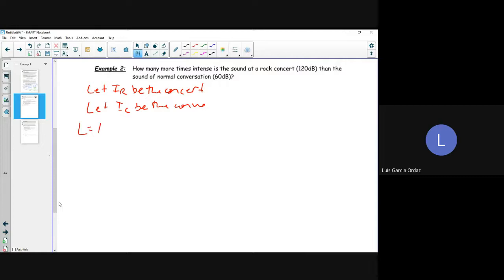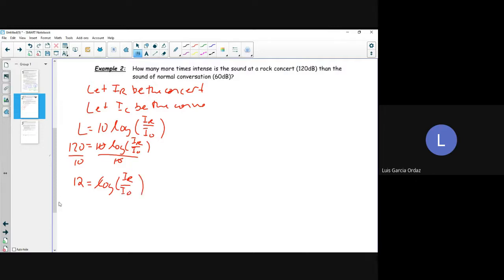So you have L is equal to 10 log of IR over I0. And again, we're just doing the same thing as before. So for the rock concert, 120 is equal to 10 log of IR divided by I0. Divide both sides by 10. We get 12 is equal to log of IR over I0. And again, we're just repeating the exact same thing we did from the previous question. So we get 10 to the 12 is equal to IR over I0, and IR is equal to I0 times 10 to the 12. So that is our expression for the rock concert.